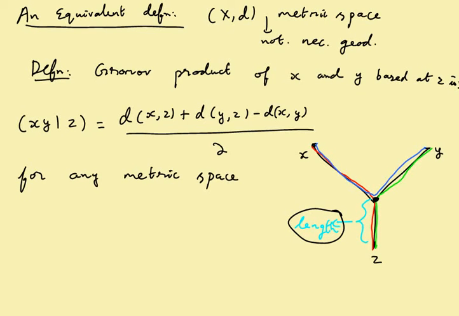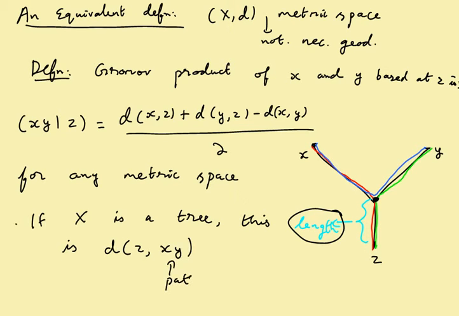So what we have done is really just made a definition which, in the case of a tree, so if X is a tree, this is the distance between Z and XY. So the XY is the path from X to Y. And the path, I mean here the shortest or reduced path from X to Y.